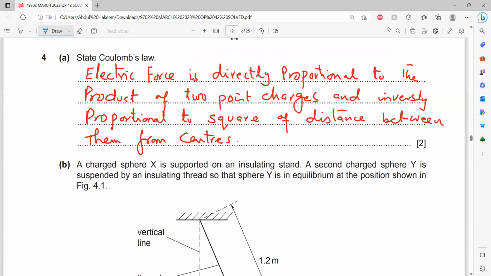State Coulomb's law. Yes, electric force is directly proportional to the product of 2 point charges, very, very important point charges, and inversely proportional to square of the distance from their center. This is the Coulomb's law.